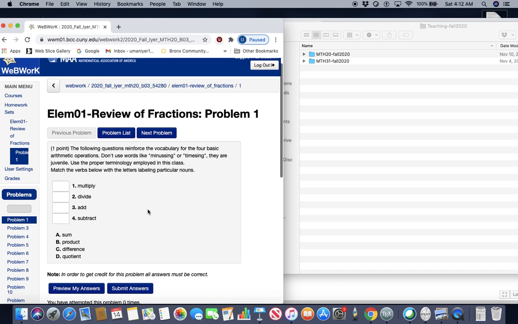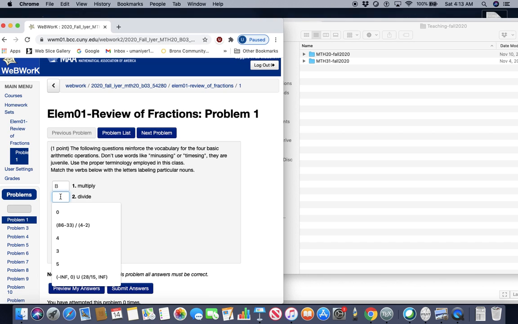Problem 1. The following questions reinforce the vocabulary for the four basic arithmetic operations. Multiply. The result of multiplication is a product. Divide. The result of division is a quotient. Add. The result of addition is a sum. Subtract. The result of subtraction is a difference.